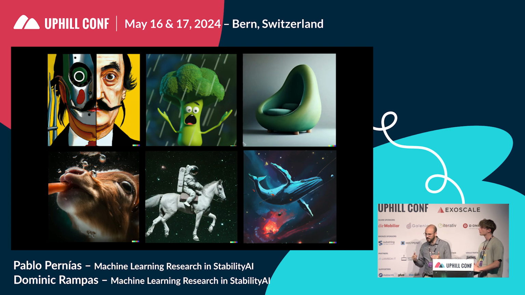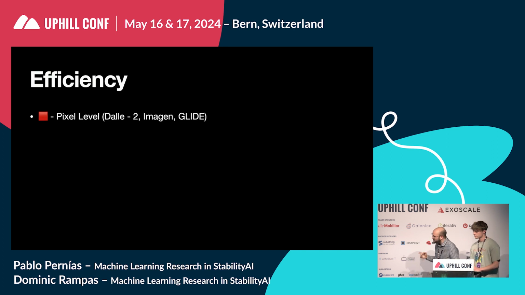So DALL-E 2 came, everyone went crazy about diffusion. Diffusion became the new state-of-the-art technique to work with for images. But in terms of efficiency, we're going to say that this DALL-E 2 is the baseline, right? Since it works at pixel level. Pixel level is the least efficient you can get.